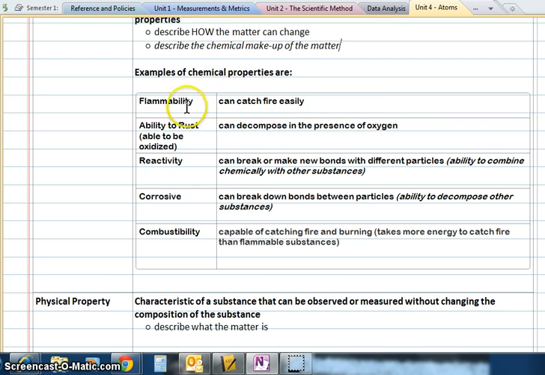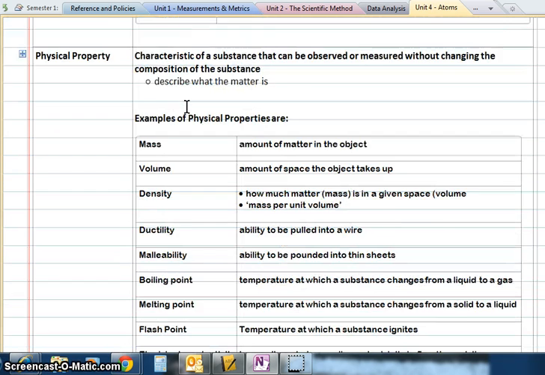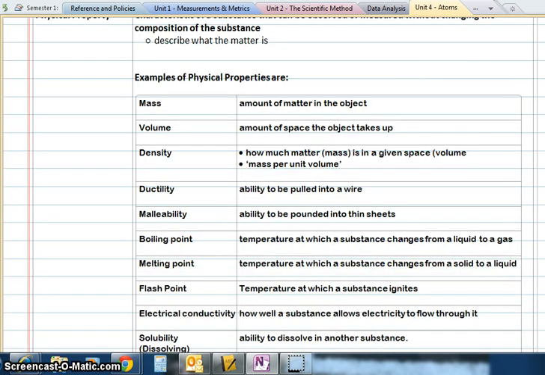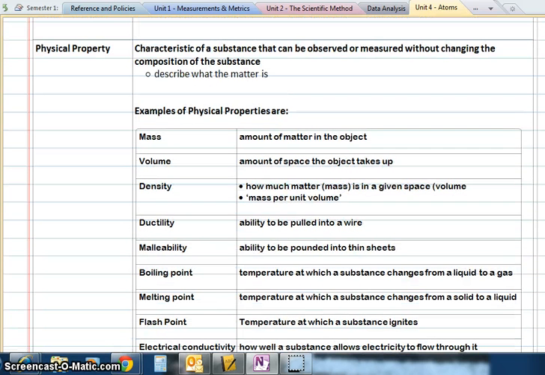All right, and then the ones that you guys are way more familiar with are physical properties. I went a little too far there. Physical properties are characteristics of your substance that you can see or measure without changing the composition of the substance. It describes what the matter is. So if I had a cup of water, I could tell you the mass of the water. I could tell you the volume of the water. I could tell you the density.